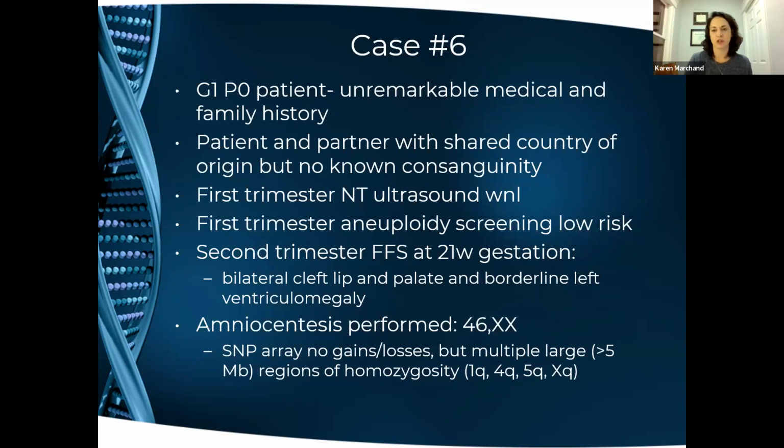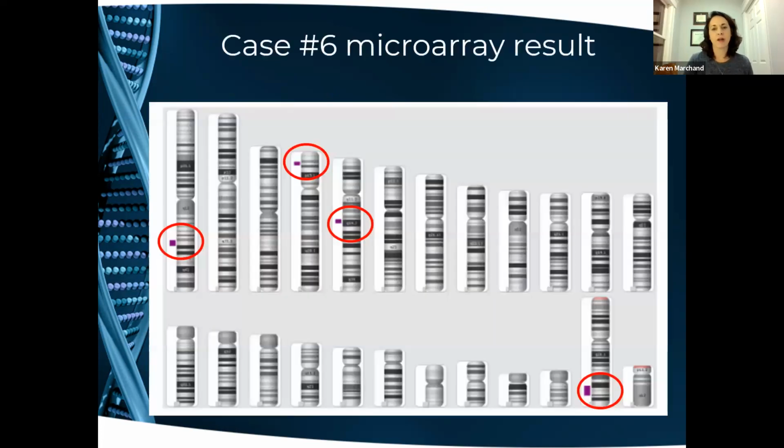So again, raising suspicion for either a chromosome disorder or other genetic condition. She was offered diagnostic testing, which she did opt to pursue. Her amniocentesis showed a normal karyotype. However, her microarray showed no gains or losses of information, but multiple large regions of homozygosity.